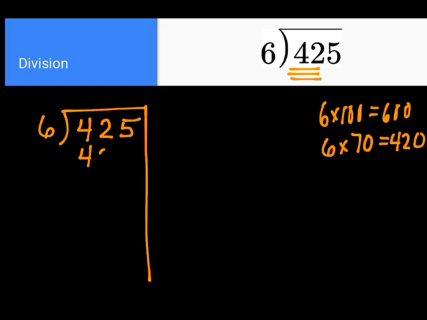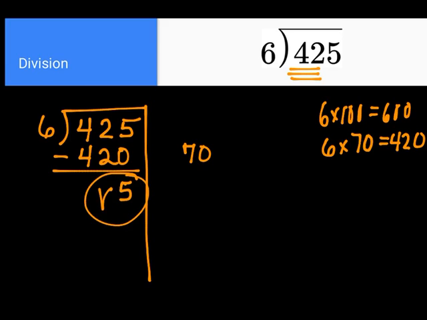So I think I'm going to use that. So I'm going to go 420. How did I get that? I went 6 times 70. Subtract. And I end up with 5. 5 is lower than 6, so I cannot go any farther. This becomes my remainder. So I have 70, remainder 5.